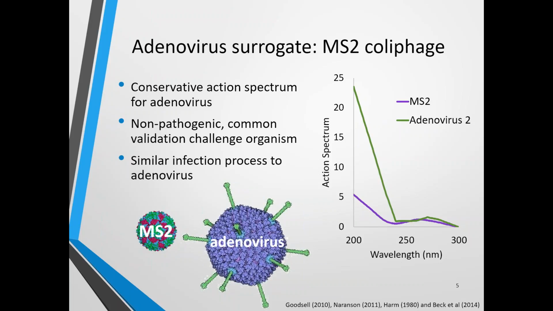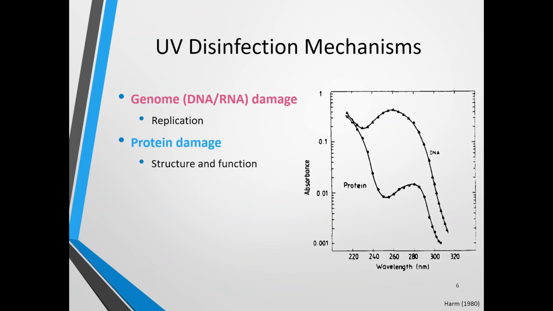Even though MS2 is much smaller than adenovirus and has a single-stranded RNA genome, while adenovirus has a double-stranded DNA genome, both of these viruses rely on proteins on the surface interacting with their host cells in order to initiate an infection. Thinking about both of these cell components, both the genome and the protein damage, helps us to best optimize the wavelength-specific disinfection. We've known for a long time that genome damage is important for UV disinfection.